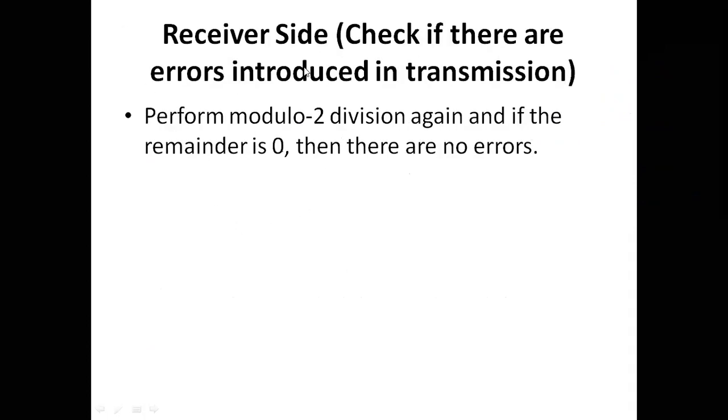At the receiver side, it performs the same modulo division. If the remainder is 0, then there are no errors, and the receiver can accept the data immediately. Otherwise, the data has some errors, so it cannot be accepted, that means it is rejected, and then a negative acknowledgement is sent to the sender for the retransmission of the same data.